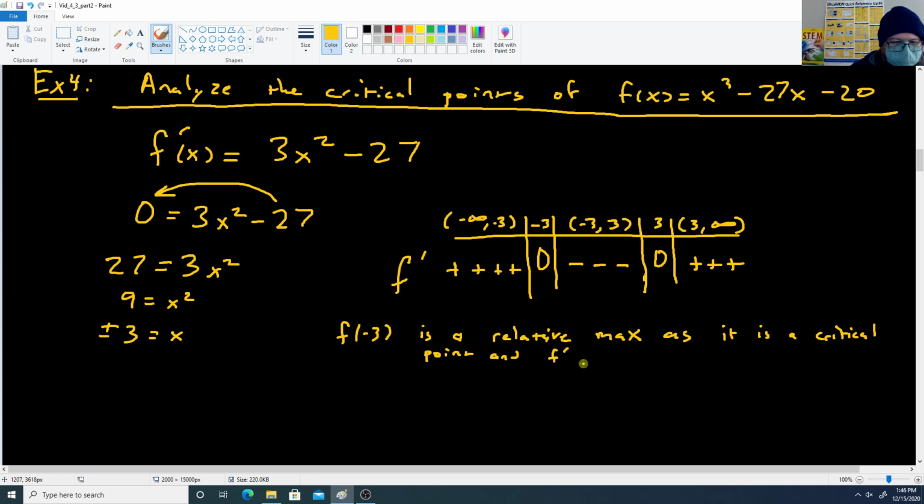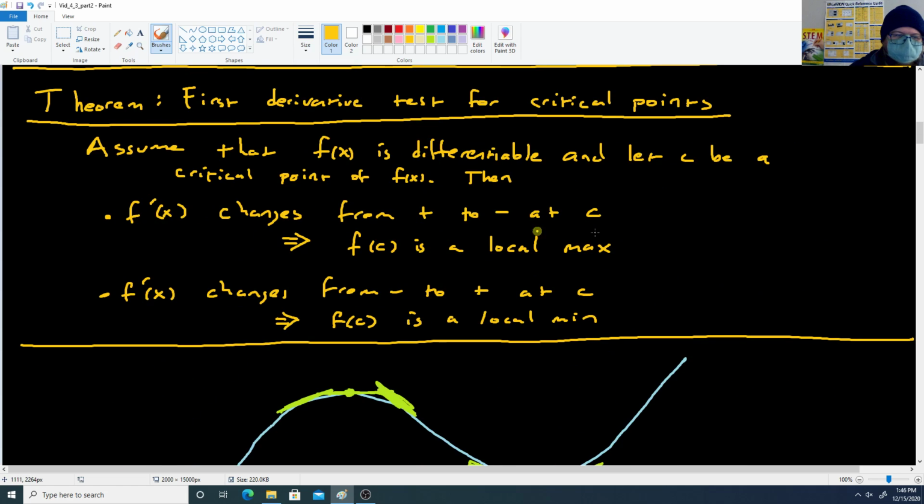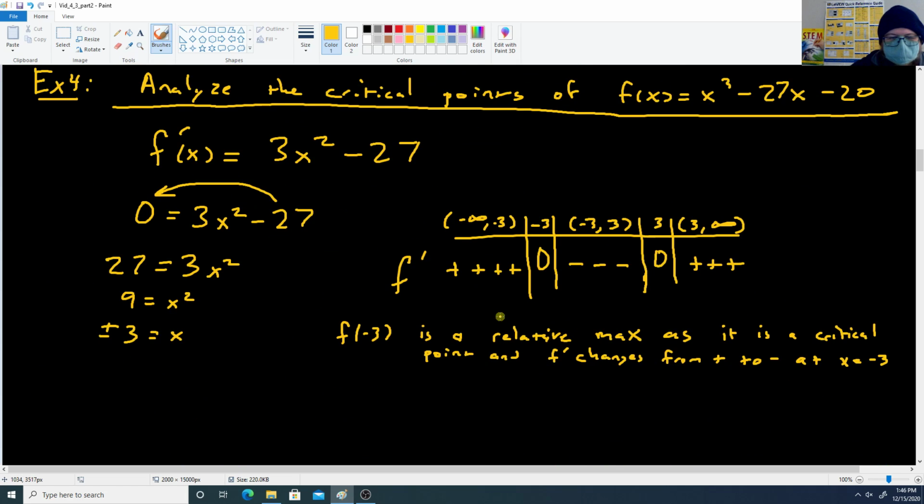And f prime changes from positive to negative across it. Or say it's changed from positive to negative at x equals negative 3. So I'm just kind of quoting the theorem. We change from, it's a critical point. We change from positive to negative at the value.